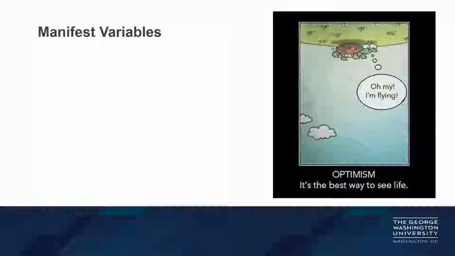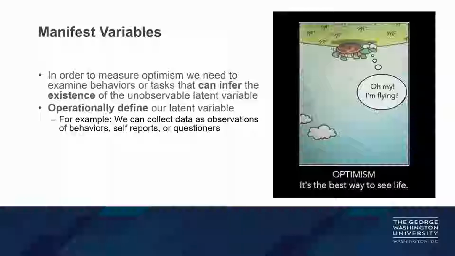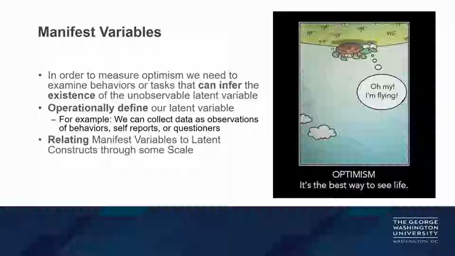Manifest variables, on the other hand, when we think about optimism, in order to measure optimism, we need to actually examine behaviors or tasks that infer the existence of the unobservable latent variable. So here we see our turtle being very optimistic, laying on his back. Operationally, we could define, for example, our latent variable. We can collect data as observations. We could have self-reports. We could have questionnaires, all of which are manifest variables related to our idea of a latent construct.